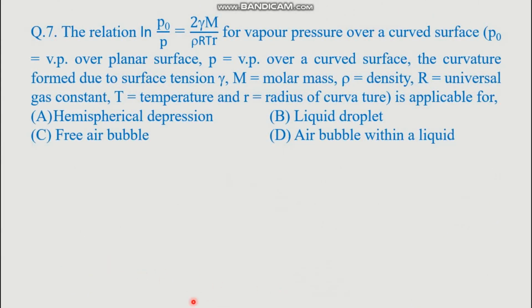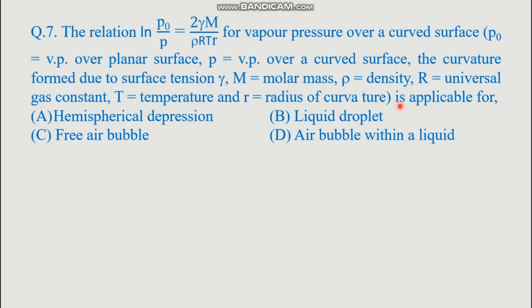So let's discuss one question. The fact will be clear to all of you, and that is question number 7 as a continuation from the previous questions. The relation natural log of P0 by P equals twice gamma M by rho R T small r for vapor pressure over a curved surface. Now the parameters have been described here. P0 is the vapor pressure over a planar surface, P the vapor pressure over a curved surface, the curvature formed due to surface tension gamma. M is the molar mass of the liquid, rho is the density, R is the universal gas constant, T is the temperature, and r is the radius of curvature.